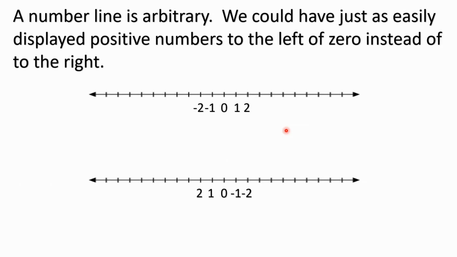A number line would be arbitrary. I could have easily just displayed positive numbers to the left of 0 instead of to the right. Most people are familiar with a number line from grade school or primary school, elementary school, where you start at 0 and your positive numbers go to the right, 1, 2, 3, 4, 5, and so on. Well, you could have just as easily, arbitrarily, said, I want my positive numbers to go to the left, and I want the negative ones to go to the right. But it's an agreed upon convention. This is more arbitrary than the order of operations. This is just an arbitrary thing.